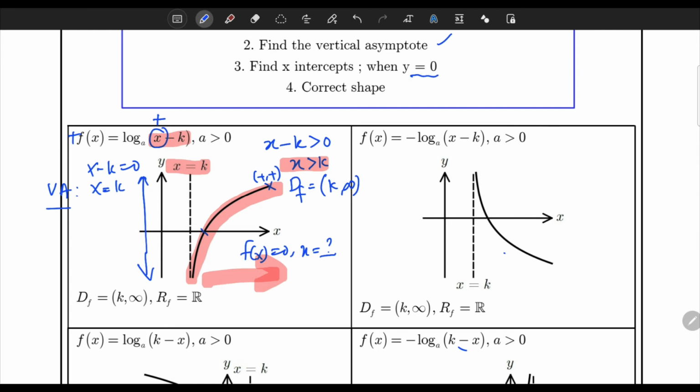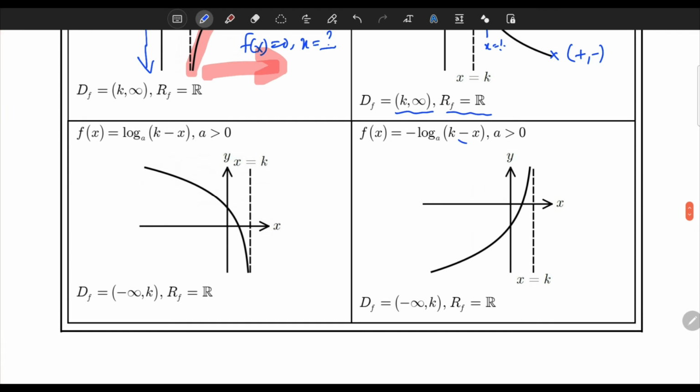Similarly, if you look at this graph, inside the log you get x minus k greater than 0, so x greater than k. Again, this is your domain, meaning (k, infinity). Your vertical asymptote will be x equals k. If you look, x is positive and this negative is referring to the y, so the outer direction will be positive, negative, that is in the fourth quadrant. Again, to get your x value, this is when f(x) equals 0. So again, the domain will be (k, infinity) and the range will be real number.